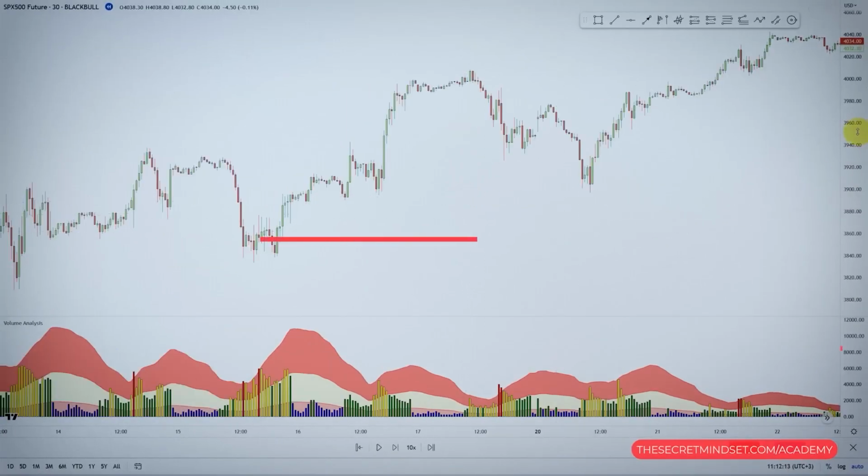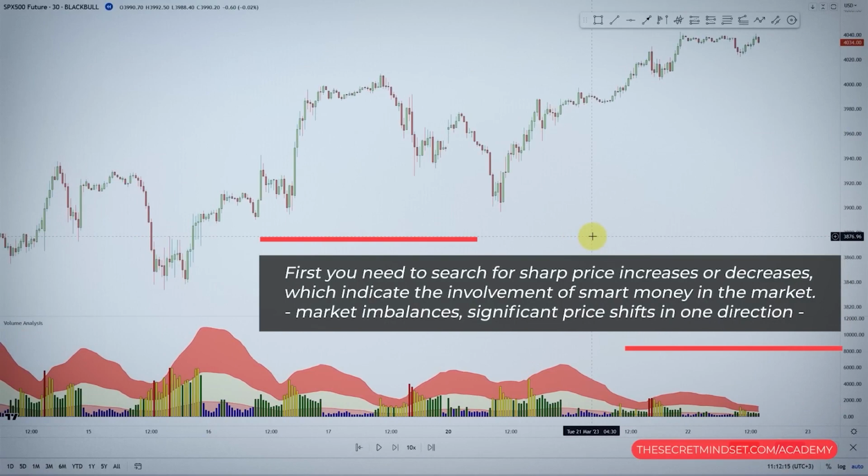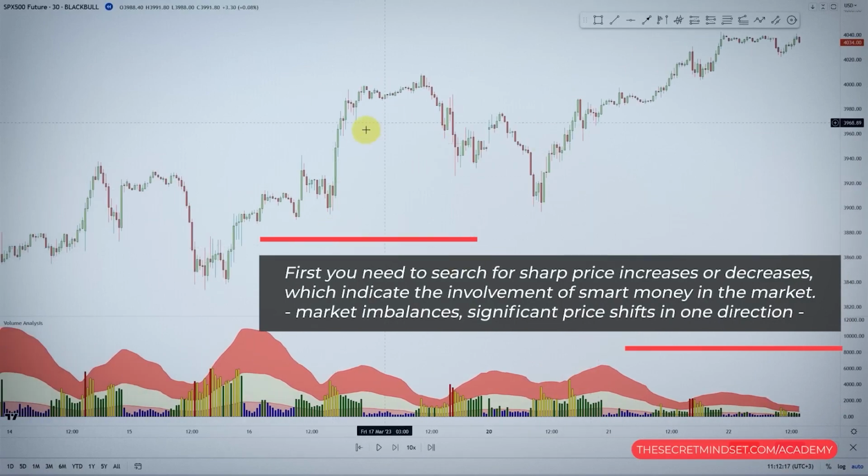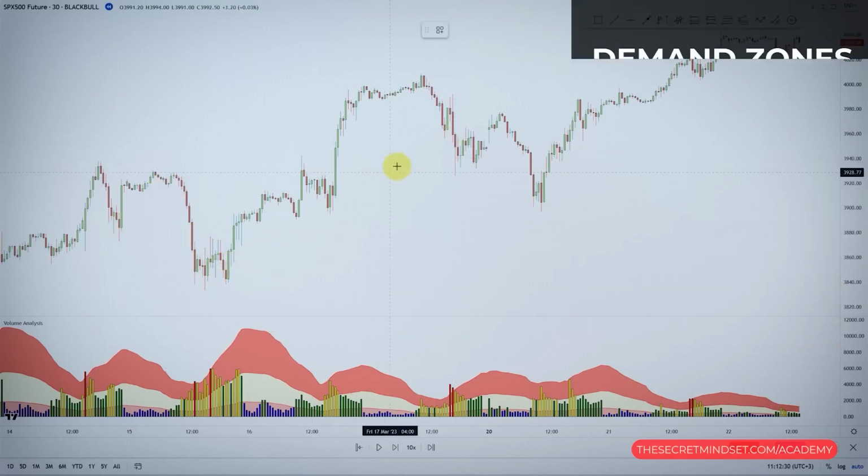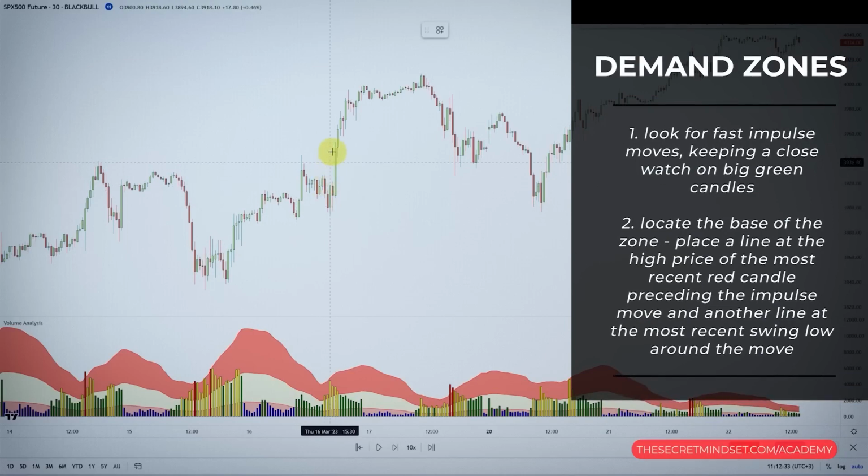Now, to determine the optimal supply and demand zones, first you need to search for sharp price increases or decreases, which indicate the involvement of smart money in the market. These movements are referred to as market imbalances, significant price shifts in one direction. To identify demand zones, look for fast impulse moves, keeping a close watch on big green candles.